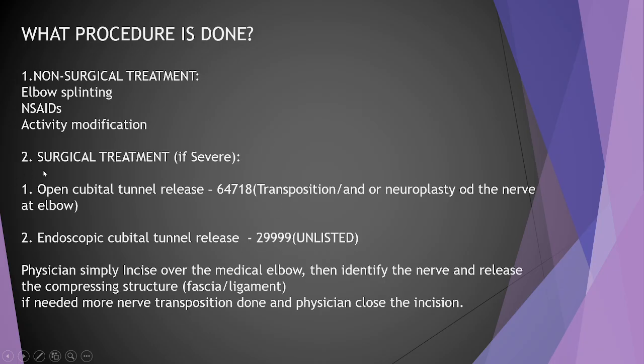So what will the physician do in the surgical treatment? Simply, he will incise over the medial elbow region, identify the nerve, see where the nerve compression is, and release that structure, like a fascia or ligament. If nerve transposition is done, the physician will then close the incision.